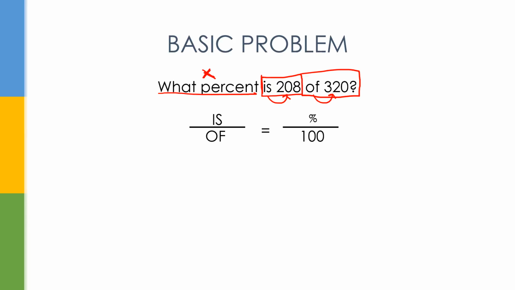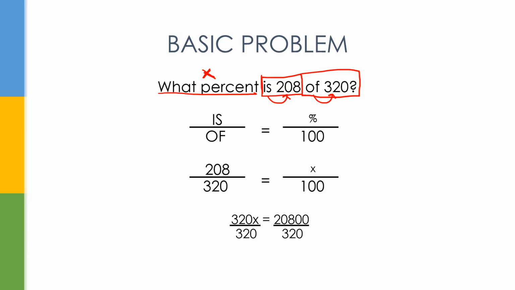If you remember, we've got our formula as is over of equals percent over 100, and our is 208, our of is 320, but we do not know our percent, so that's going to be a variable, and 100 always goes in the denominator of that second ratio. Now we simply use the cross product rule, and again use a calculator. In this case it's really easy, right? Because 208 times 100, you just add 2 zeros at the end. And then we divide by 320 on both sides, and we find out that x equals 65%.